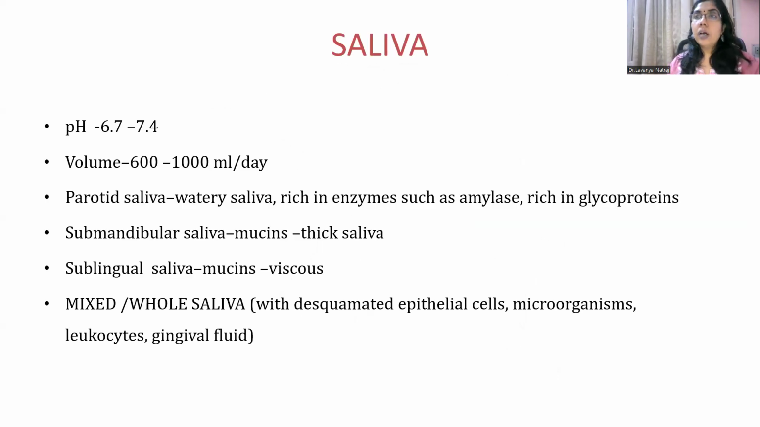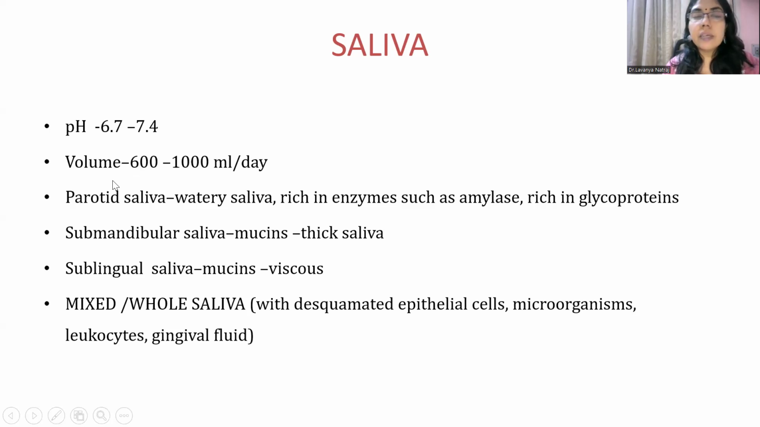Now we move on to the formation of saliva. The most important function of the salivary gland is to secrete saliva. Now, what is saliva all about? Saliva has a pH of 6.7 to 7.4.